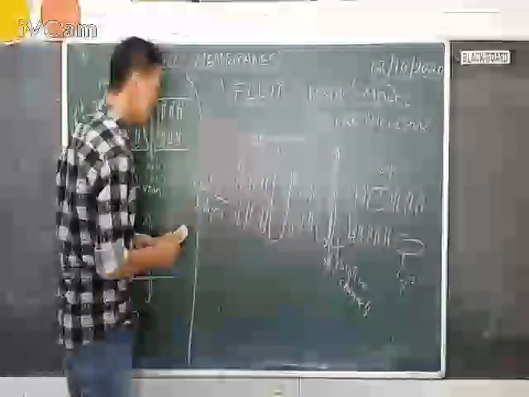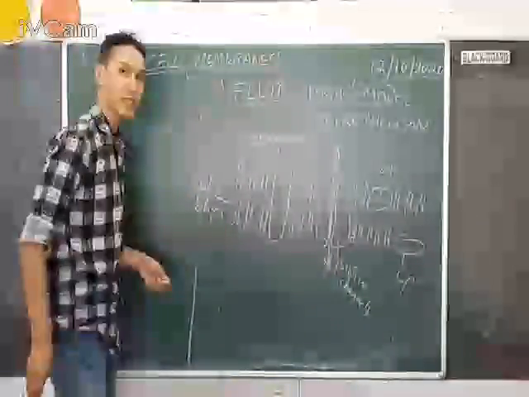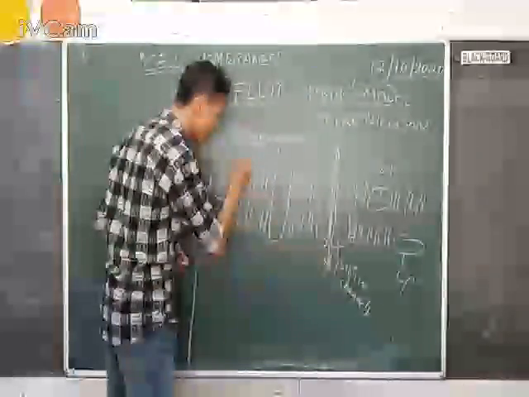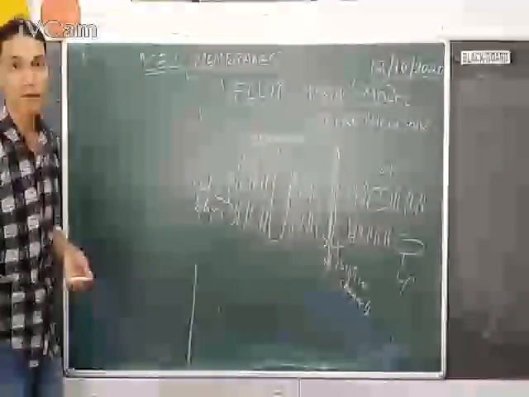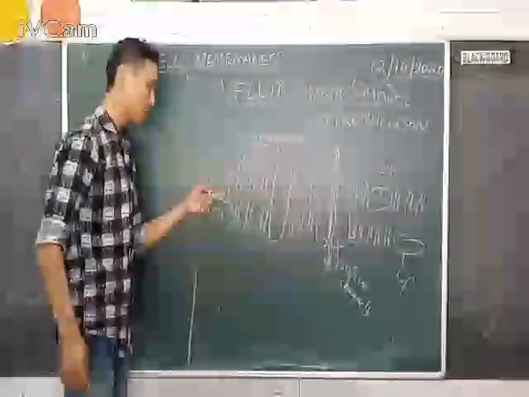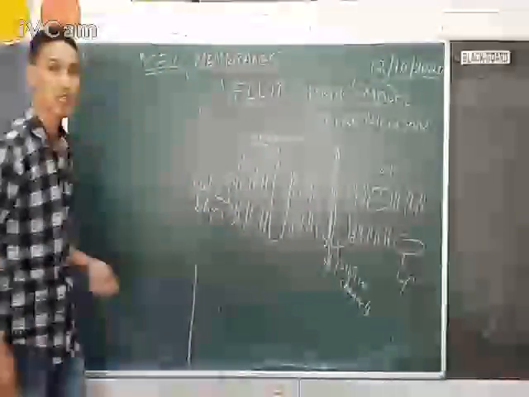Now, why is it called fluid? Because the lipids and the proteins are capable of movement. What type of movement? They are capable of lateral and flip-flop movement. By lateral, it means sideways movement. By flip-flop, it means movement from the upper layer to the lower layer, or vice versa. Lateral movement is pretty rapid and flip-flop movement is very slow. These were also demonstrated experimentally.